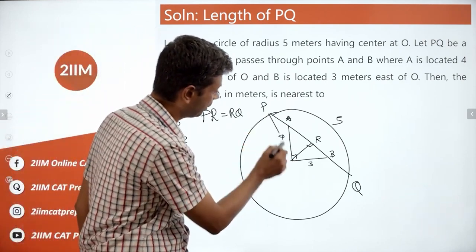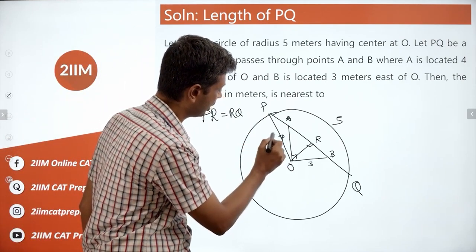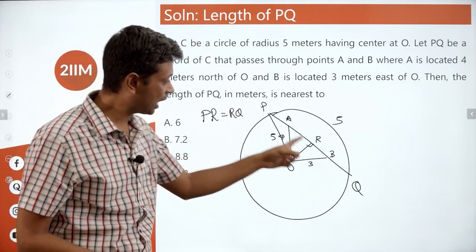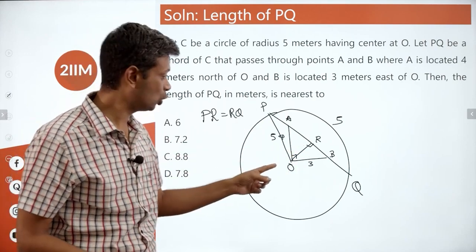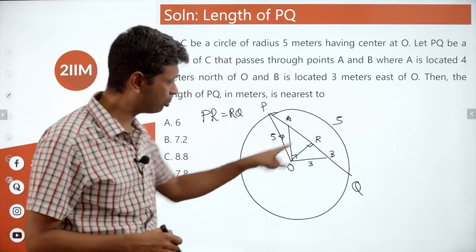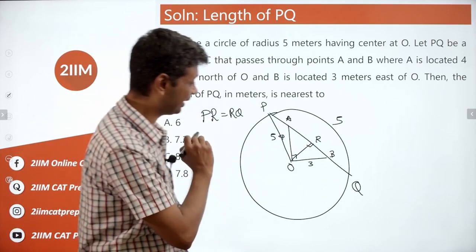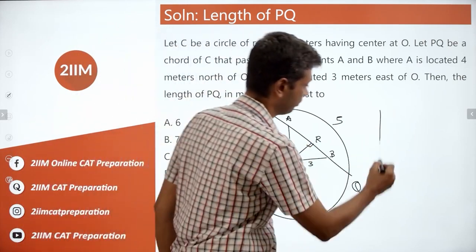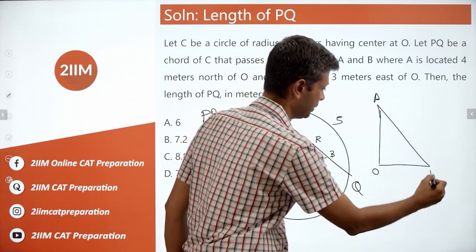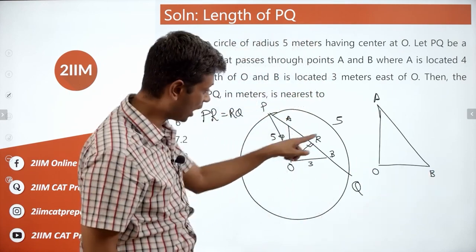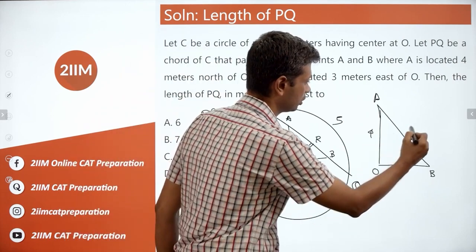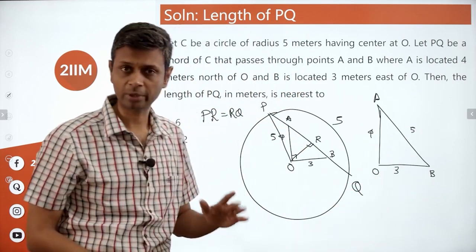If you join OP, that is 5 meters. OP is fine, 5. If you know PR, we can find OR. Or if you find OR, we can find PR, Pythagoras theorem. Nothing more than that. How do you find OR? Very simple. Think about this triangle AOB. I'm going to draw this triangle. Make it bigger. AOB. We want to find OR in this. So this is 3, this is 4, this is 5. 3, 4, 5 Pythagorean triplet.